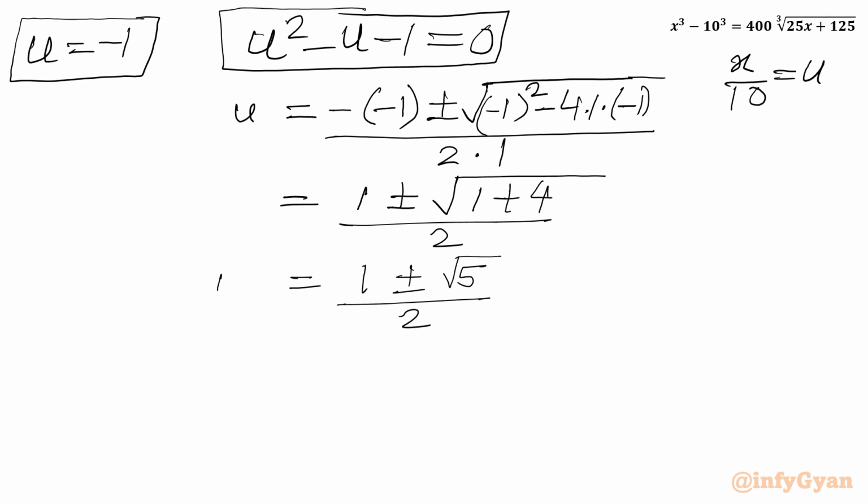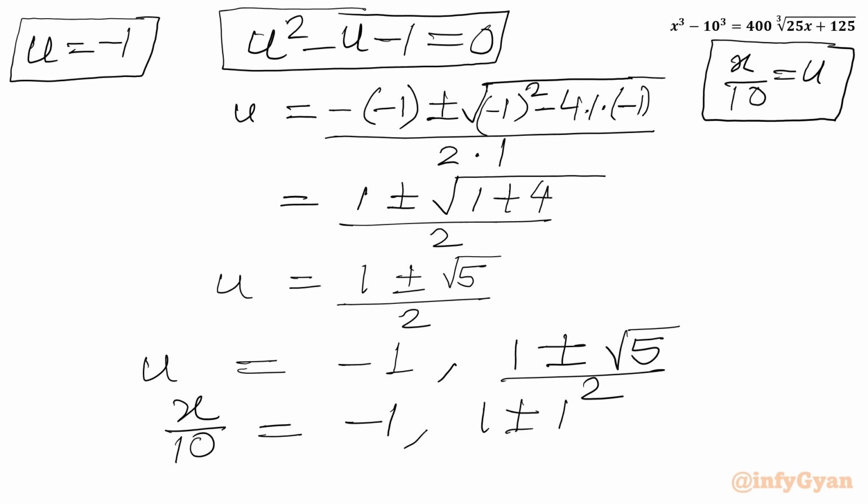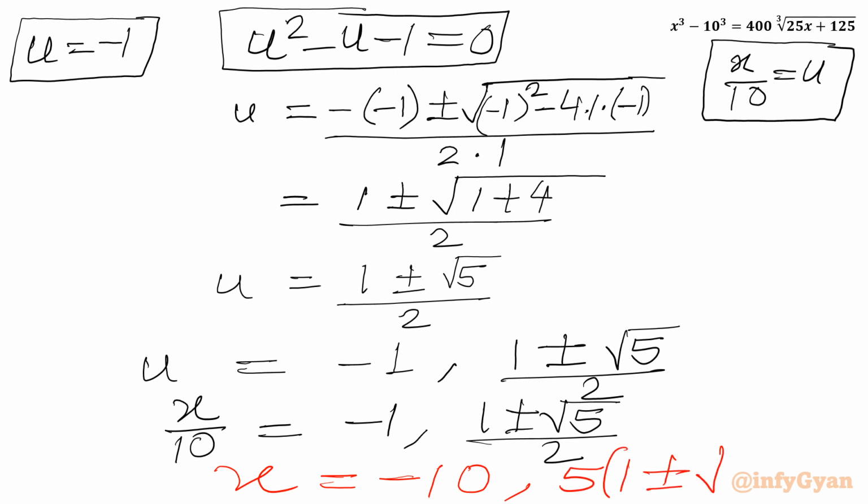So we have three solutions. U equal to negative 1 and 1 plus or minus square root 5 over 2. Now U was our substitution x over 10. So I will write here x over 10 equal to minus 1, and 1 plus or minus square root 5 over 2. We'll multiply both sides by 10 to collect our final answer. We will write x equal to minus 10 and 5 times 1 plus or minus square root 5.